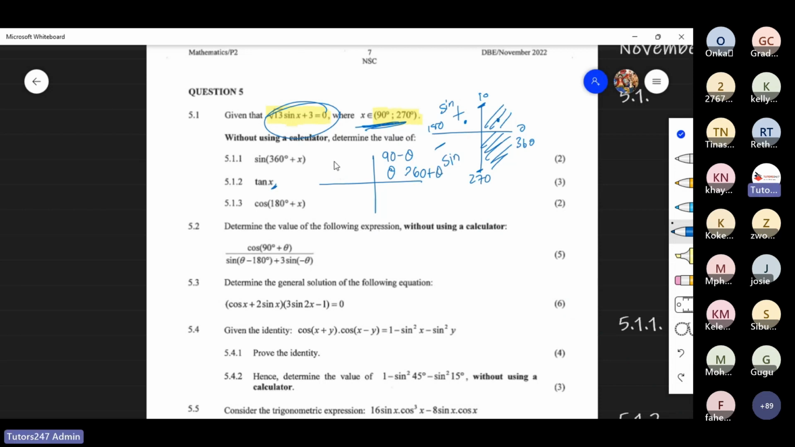In quadrant 2, we had 180 minus theta. In quadrant 3, we had 180 plus theta, and within quadrant 4, we had 360 minus theta. Extremely important. You need to know that by heart, okay?